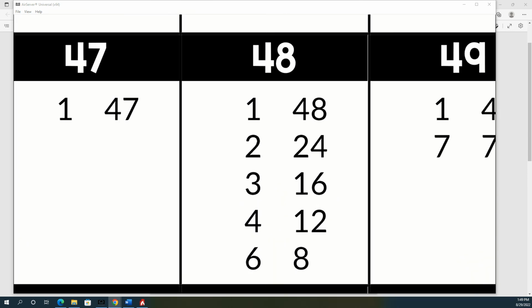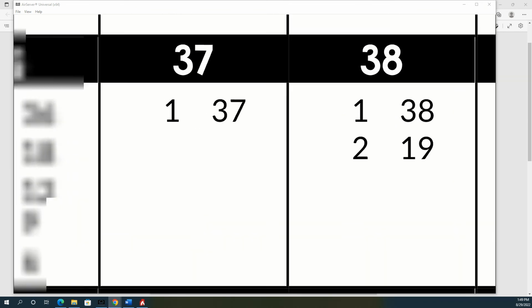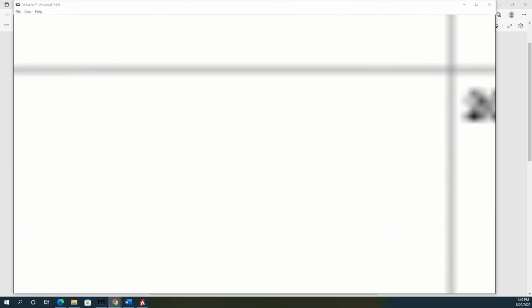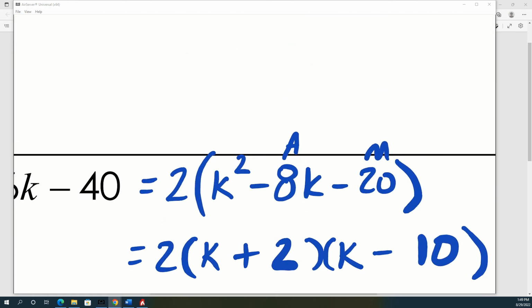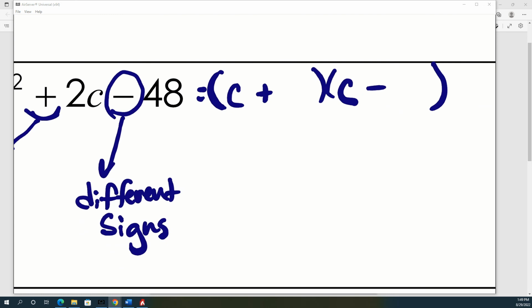There are several pairs of numbers that multiply to get 48. The only pair that's going to subtract to give you 2 are 6 and 8. Now we have to be careful where we put which. We said that we want the bigger one to be positive, so it's going to be a plus 8 and a minus 6.